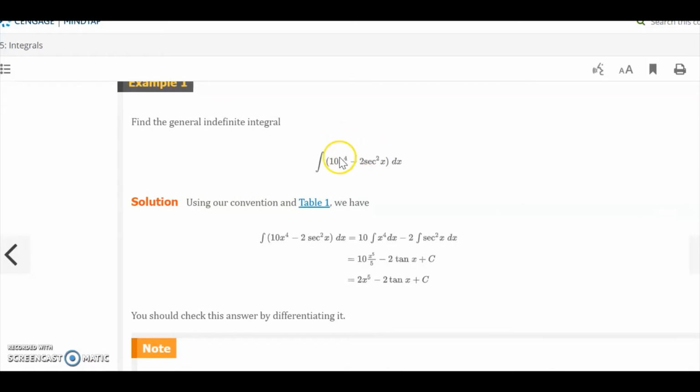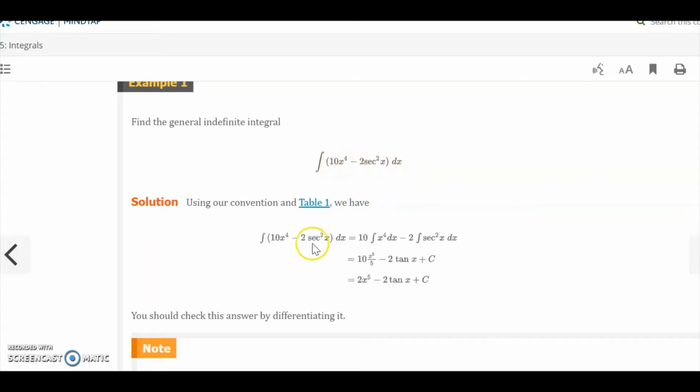This is our first big example. So we're integrating 10x to the fourth minus 2 secant squared x dx. So real quick, think about what trig functions you know, because we have secant squared x. Is there something that when you take the derivative you get secant squared x? And of course that's tangent of x.